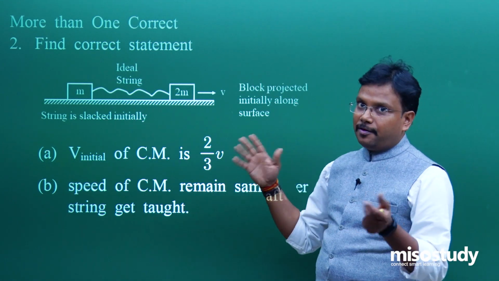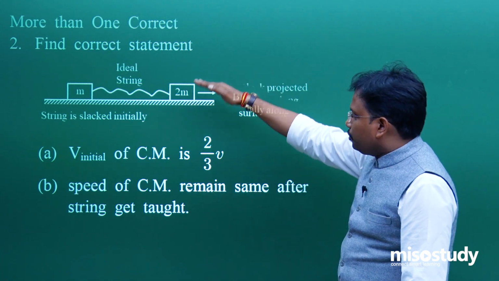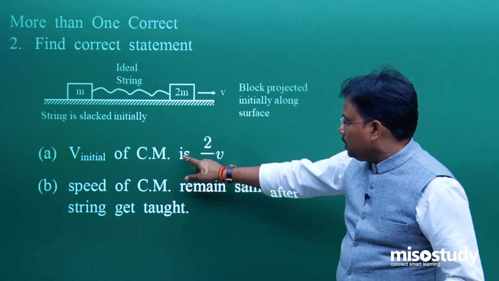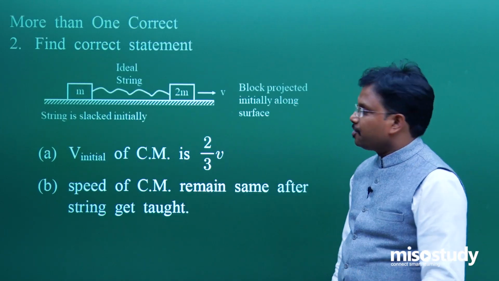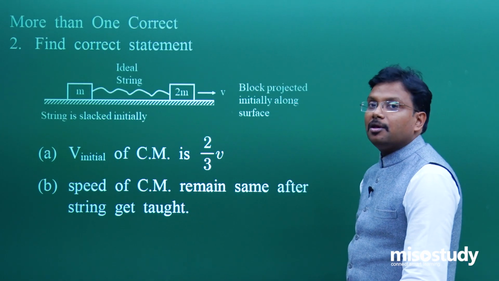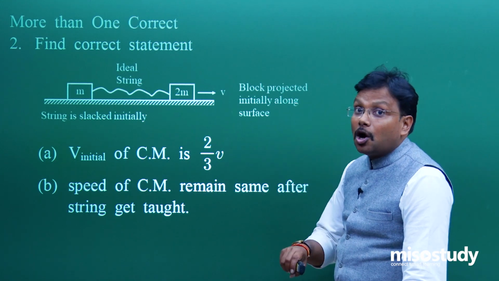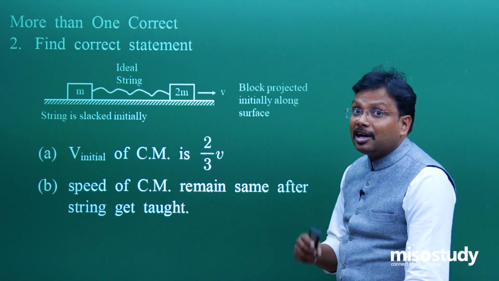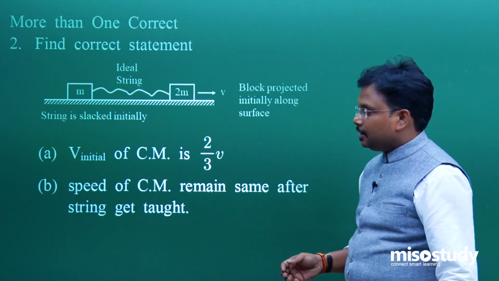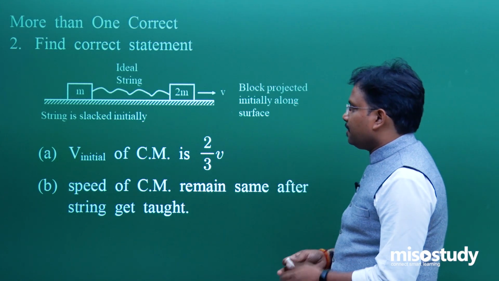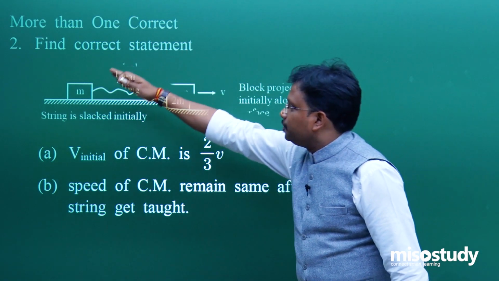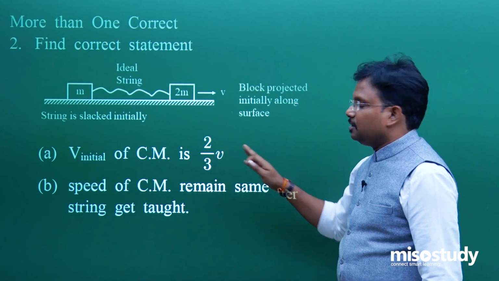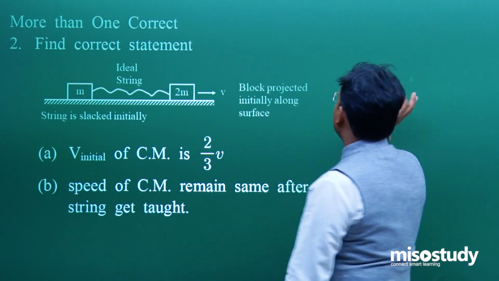It is not moving away from the surface. So, out of these 4 options, which options are correct? Let us start checking. First, the initial velocity of the center of mass of this system is 2 by 3 V. Let me check it.